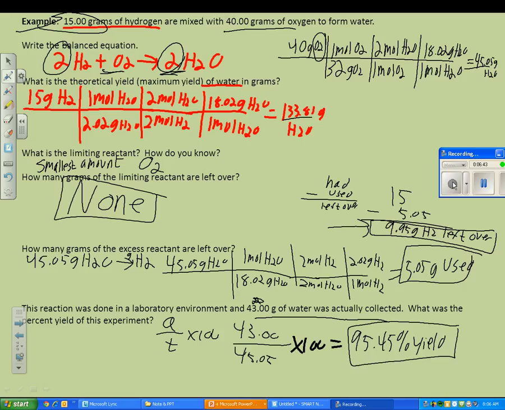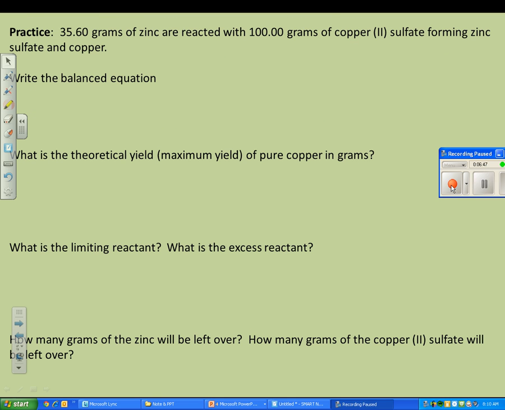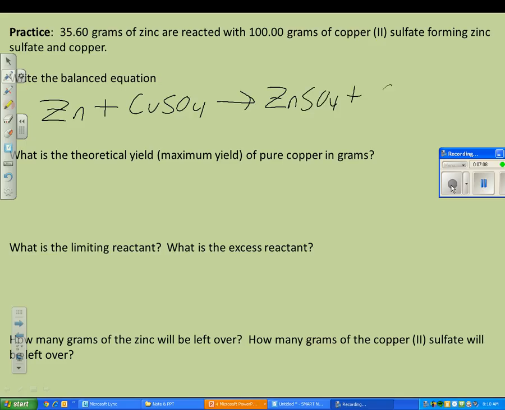All right, so you got one more question. Let's run through it real quick. 35.6 grams of zinc react with 100 grams of copper 2 sulfate, forming zinc sulfate and copper. So you've got to write the balanced equation. Start off with zinc plus copper 2 sulfate yields zinc sulfate and pure copper. All right, what is the theoretical yield of pure copper?